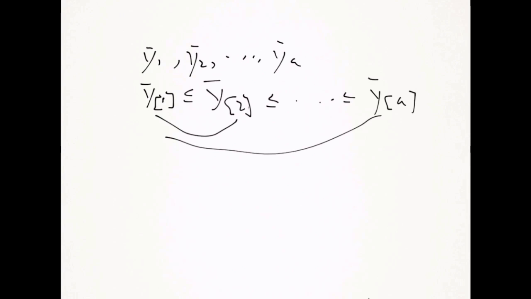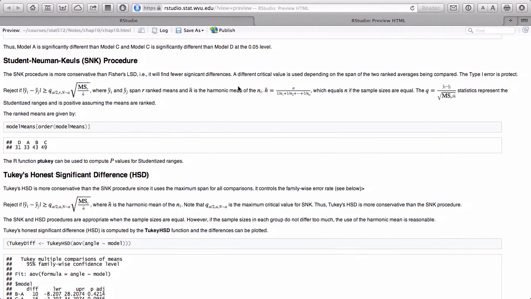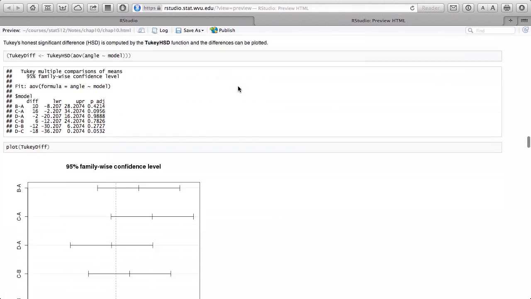LSD and Tukey's. And as I've mentioned to you, the procedure with Scheffé's is even more conservative. But it does let you sort of poke around and do about any contrast you're interested in.